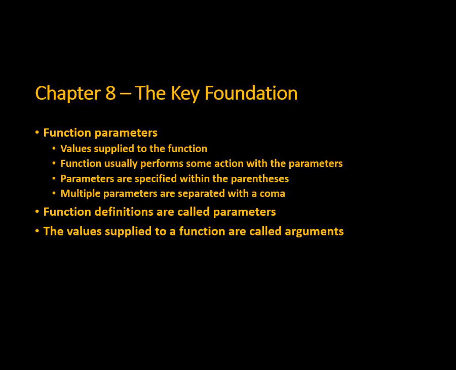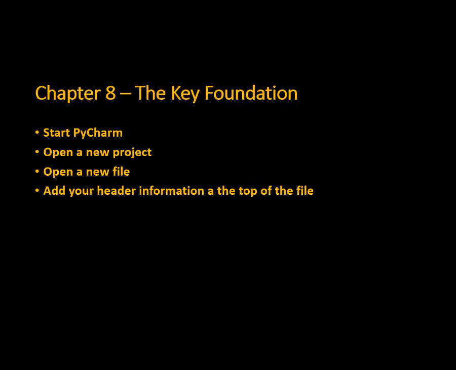Function definitions are called parameters. The values supplied are called arguments. So when we create a function, we create parameters. When we call that function from our code, we're passing arguments up to that function. So this is a little background on the function. You can look at in the first part of chapter 8 how it works, and it'll explain this in a little more detail, but this gives us some common ground to get started on.